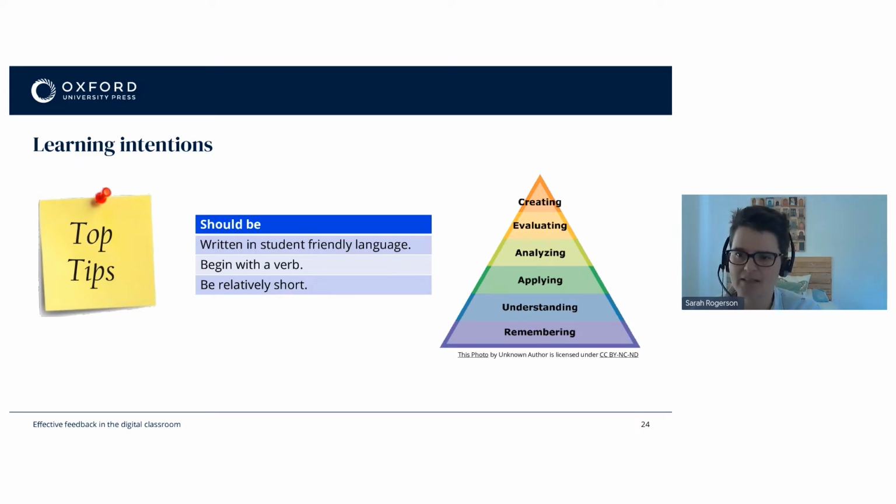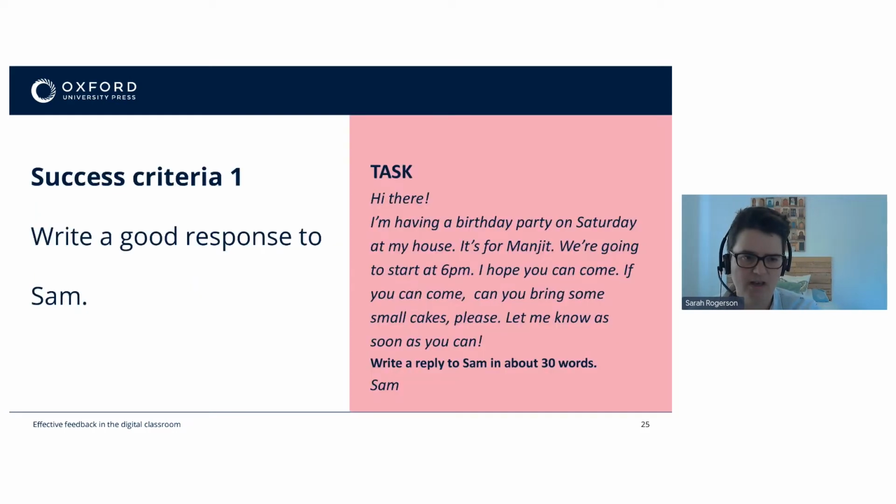And with that in mind, what I want to do now is to move on to success criteria. And I'm going to, again, ask you to work with me in the chat. So if we look at the task, that's the one in the pink. Imagine you've given your students this task.